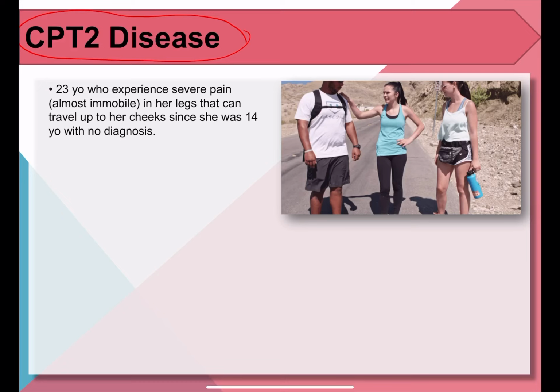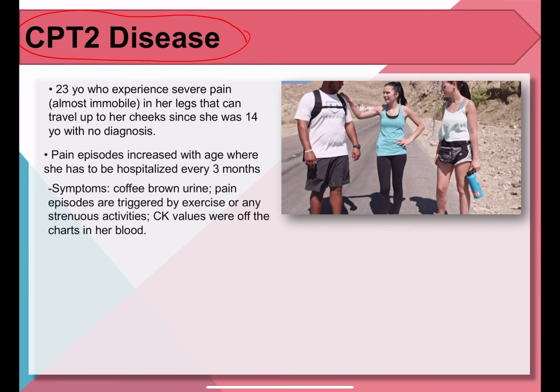And this pain can radiate from her legs all the way up to her cheeks, okay? And the two symptoms they saw in her were coffee brown urine and that her creatine kinase values were off the charts from her blood, which is a good indication that her muscle fibers are breaking down, but muscles should not be breaking down just from, for example, hiking a few miles.